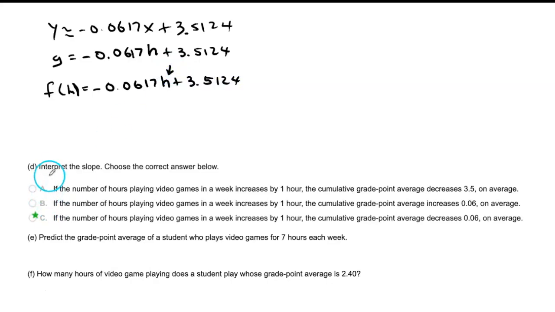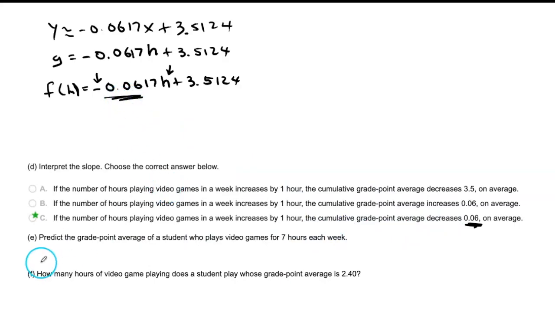So the question is, interpret the slope. If the number of hours playing video games in a week increases by 1 hour, the GPA decreases by, this is your slope, decreases. Why? Because it's negative. It decreases. It increases if it's positive. All right? The slope is the rate of change. So you have to keep that in mind. The GPA will decrease by the slope.